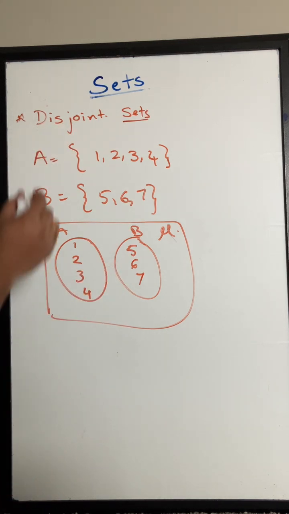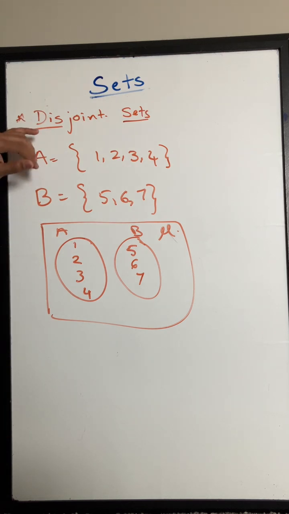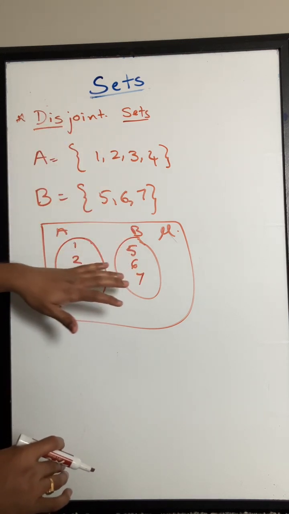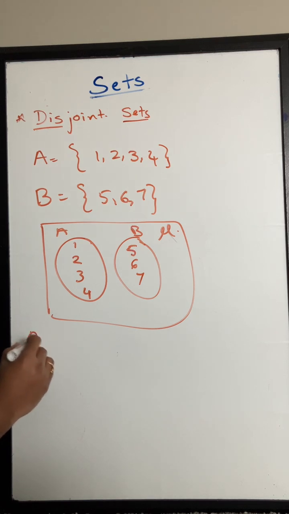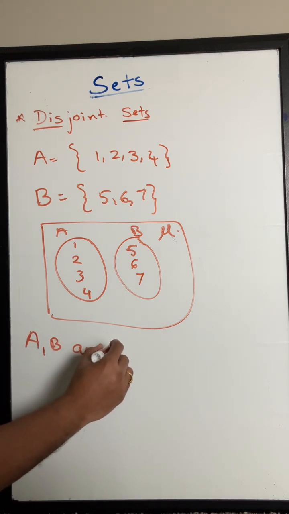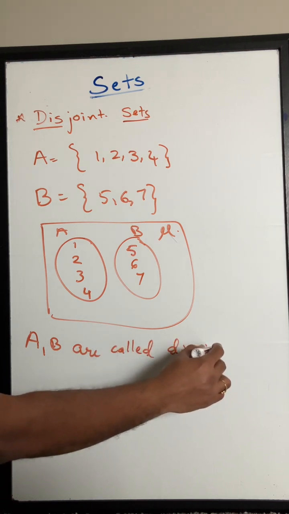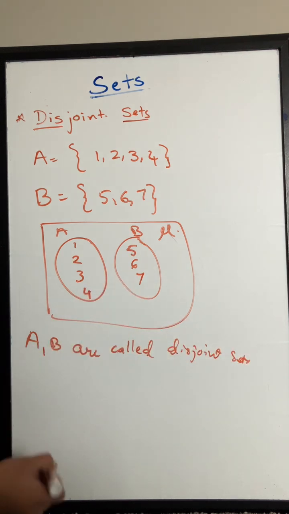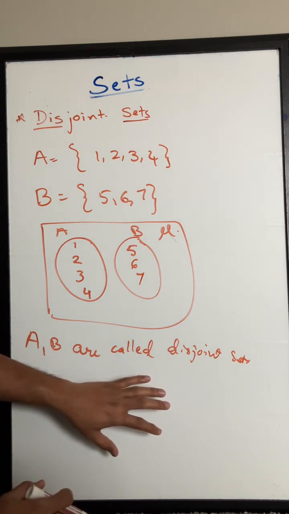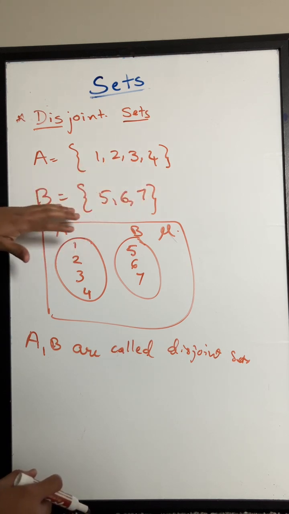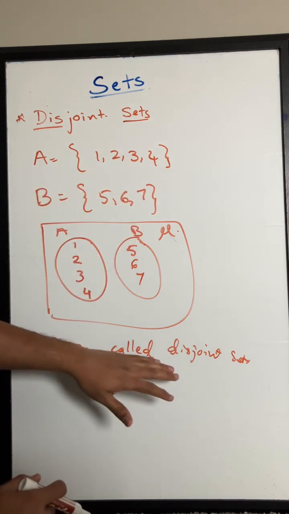The name itself says it: in English we use it for a negative thing. Disjoint means there is no joint, no joining between these things. That's the reason A and B, A comma B, are called disjoint sets, because there are no common elements. In future, if somebody gives in roster form A equal to 1 2 3 4 and B equal to 5 6 7, then you can easily guess they are disjoint sets.